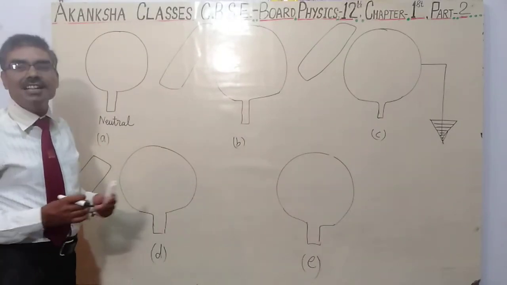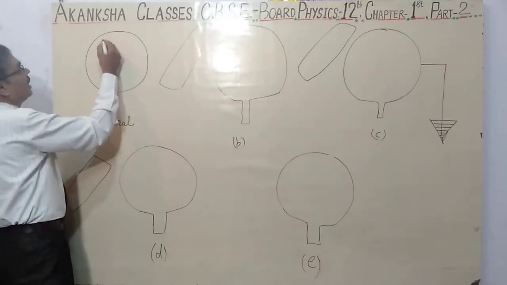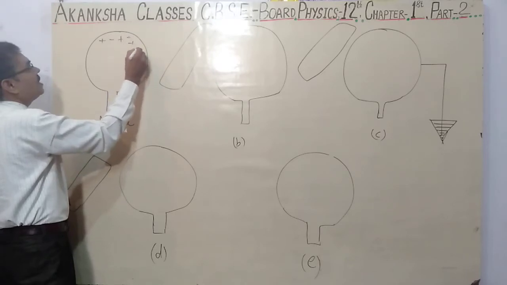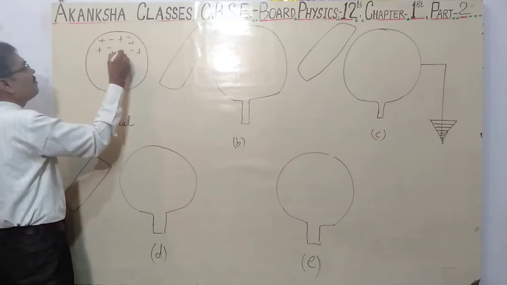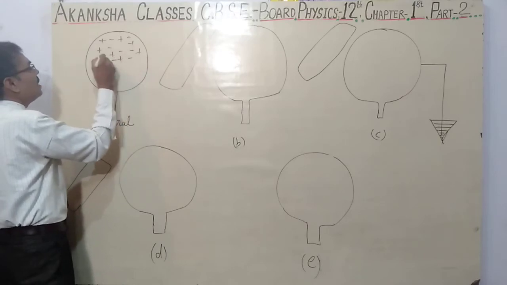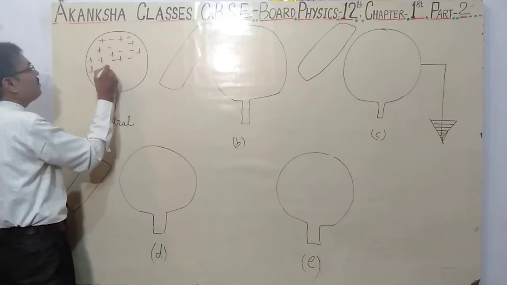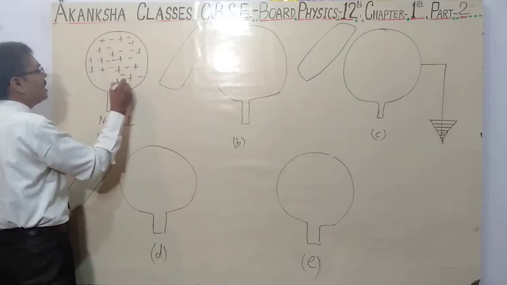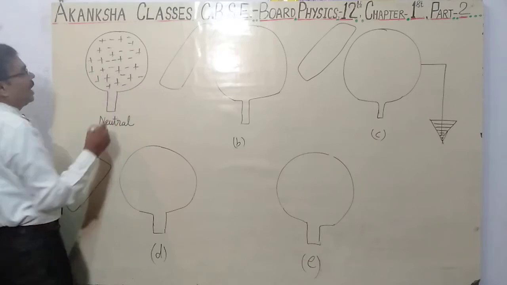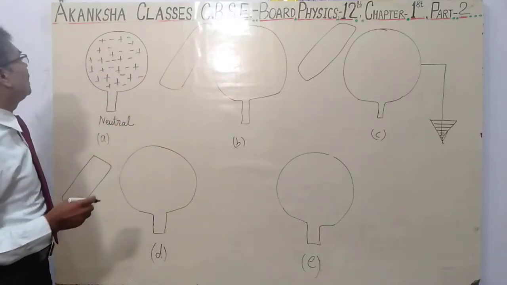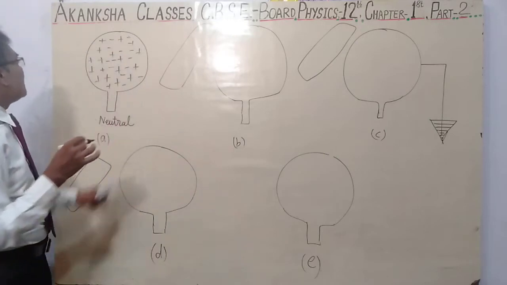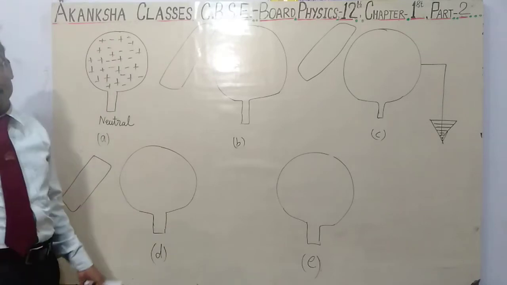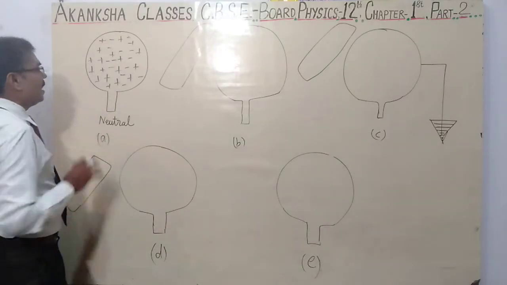resultant charge is 0. Friends, maybe plus minus plus minus plus minus, and so on. If we count the symbols, the number of positive charges is equal to the number of negative charges, hence the total charge on this metallic sphere is 0. That is why this is called neutral.